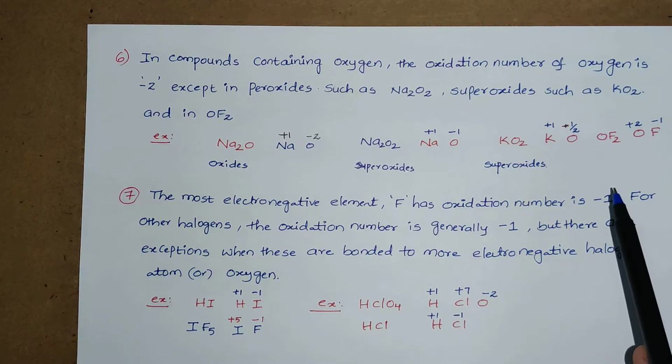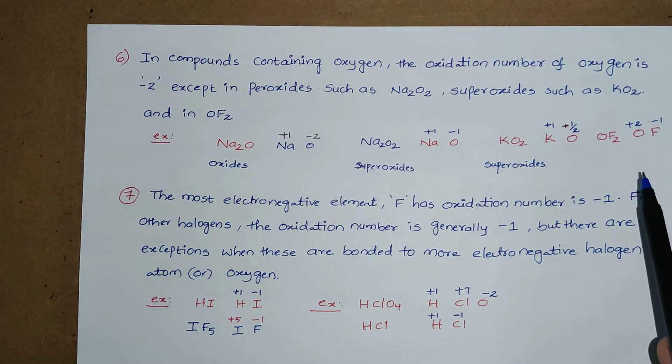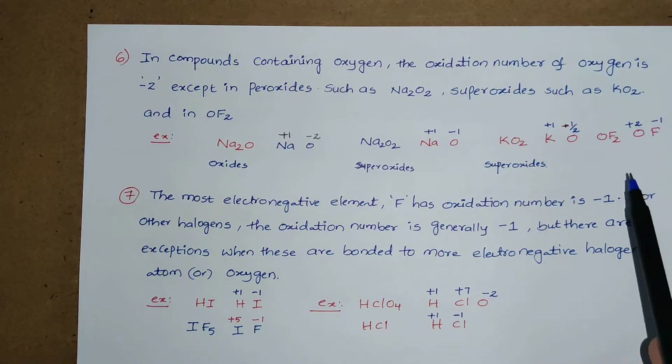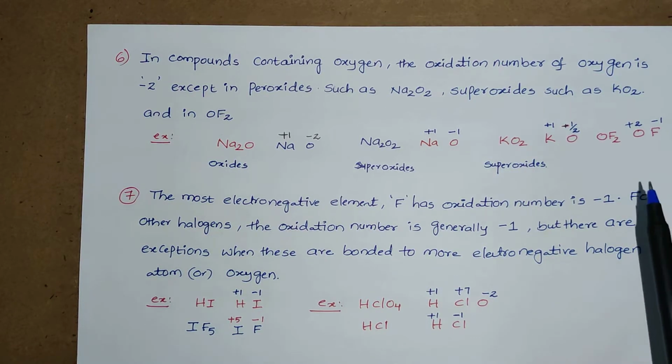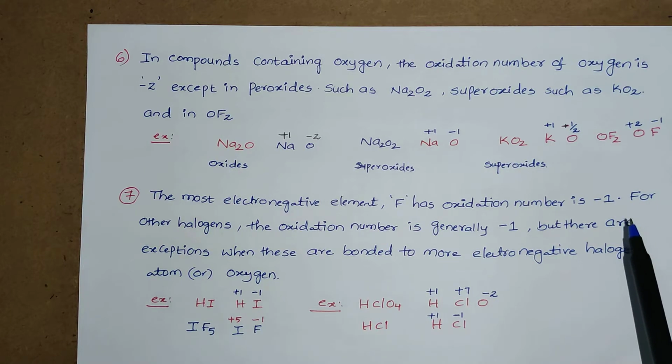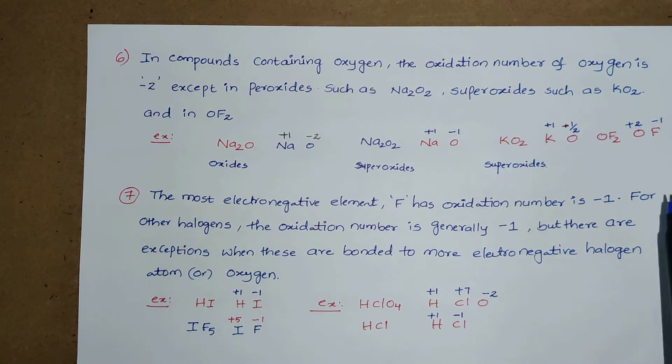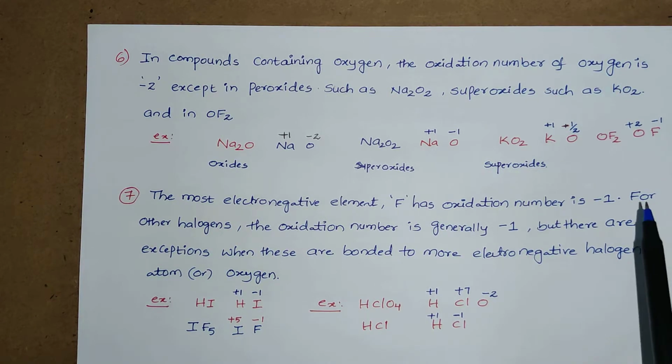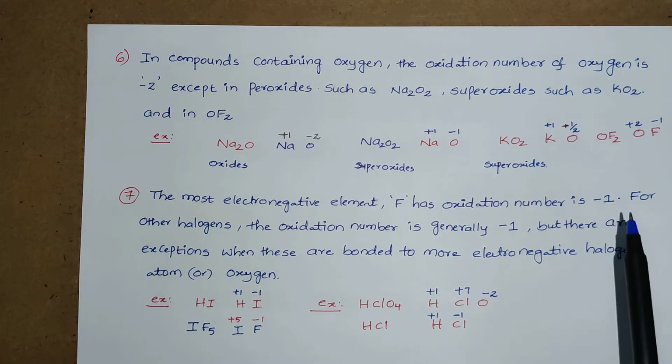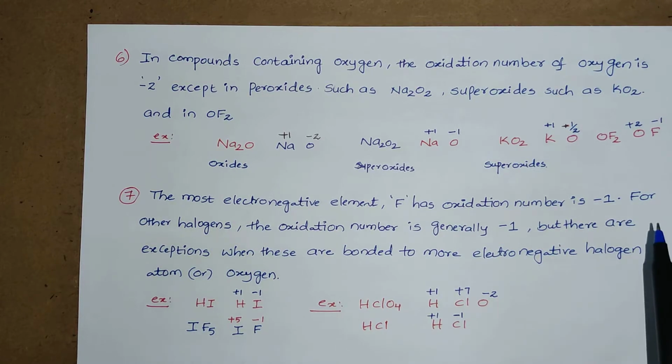Because in OF2, oxygen is attached to fluorine. Fluorine is a more electronegative element than oxygen. So definitely fluorine shows the negative oxidation state, that is -1. Obviously oxygen shows the positive oxidation state, that is +2. Except for OF2, in all the remaining cases, oxygen shows a negative oxidation state. It may be -2 or -1 or -1/2.